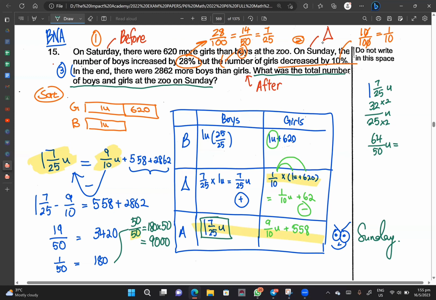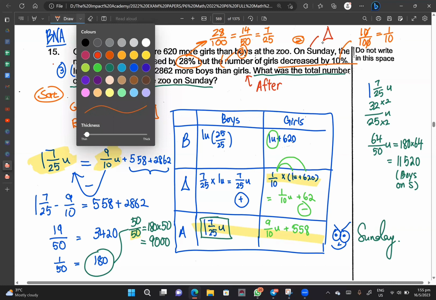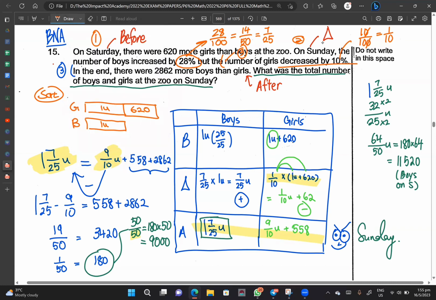If I know that 1/50 is 180, as you can see over here, we just simply have to do 180 times 64. And we get our answer of 11520, and this is the number of boys on Sunday. Now you want to also find out the number of girls on Sunday. The number of girls is 9/10. So what you want to do is the same thing, turn it into 50, because my Mr. Greenman is 50, right? So over here you get 45/50. Since you know that 1/50 is 180, 45/50 units will now become 180 times 45, and you get the answer of 8,100.